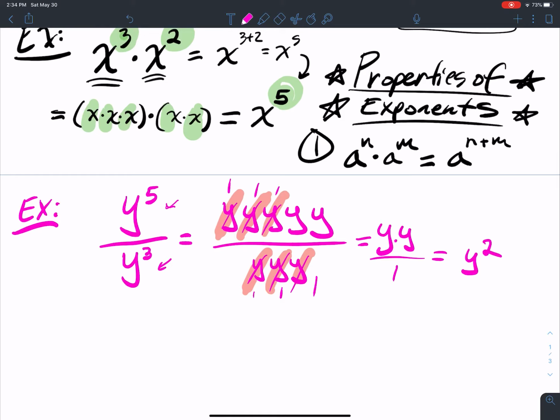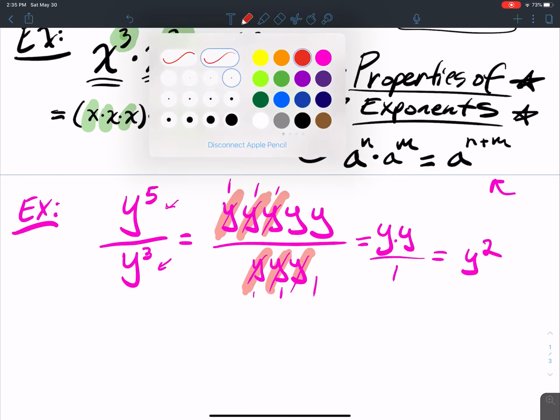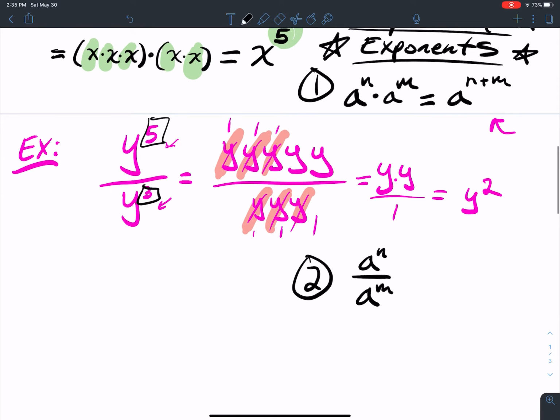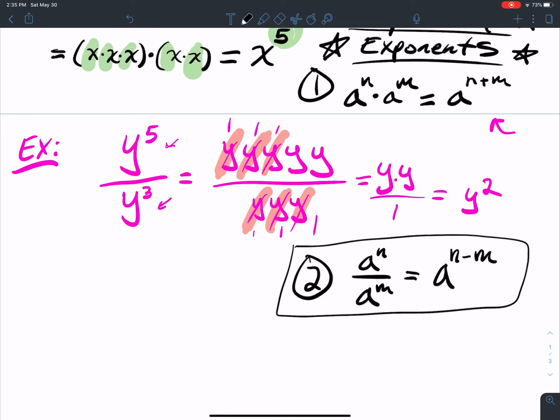So how could I use some rule kind of like I did up here with my pluses to have a rule here? I've got 5 and I got 3 and I end up with 2. Well, how can I do that? I can do that via subtraction. So rule number 2, a to the n divided by a to the m. So let's see, it looks like I took the top n minus the bottom m to get the 2, right? So what is this equal to? It's a raised to the n, the top, right? Minus the denominator power m, right there. Okay, so there's another rule. So we got 2 rules.